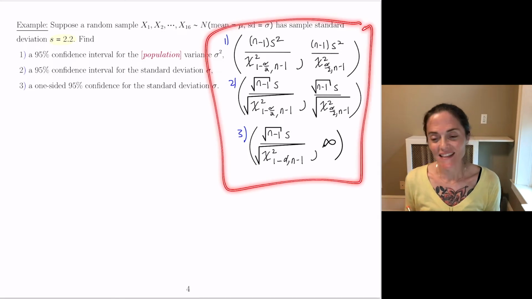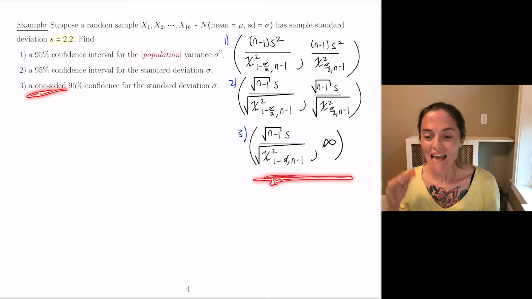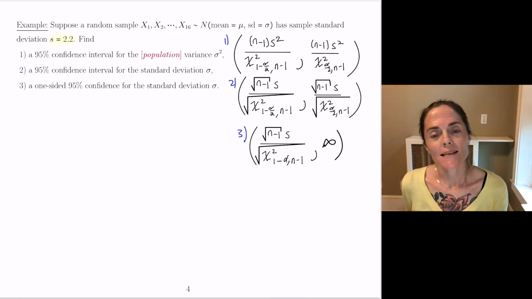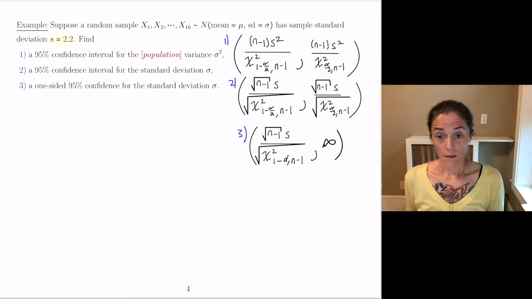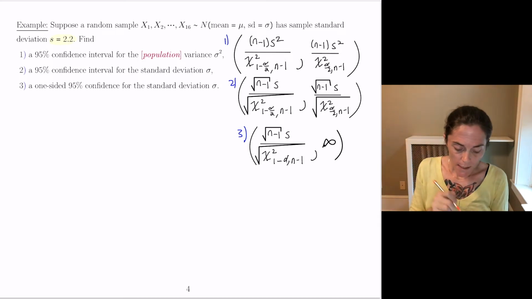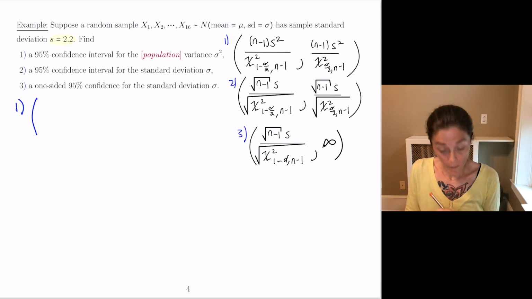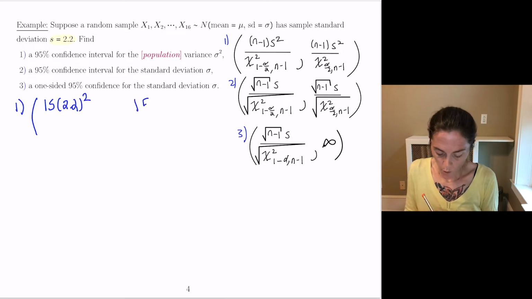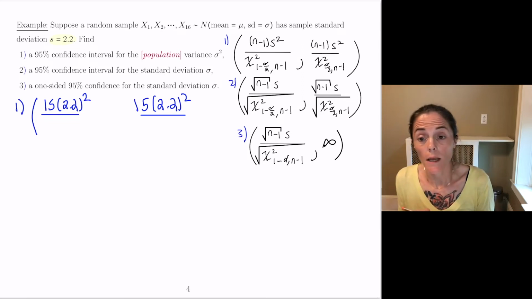Now I have just included these. We are only asked for one-sided, so we will do this one, but I have included these from the last 2 pages, our formulas. N minus 1 is 15, so let's write some things here. Number 1, our confidence interval will be 15 times 2.2 squared. That's going to be in the numerator of both of these. Then I have 2 different quantiles in the denominator.